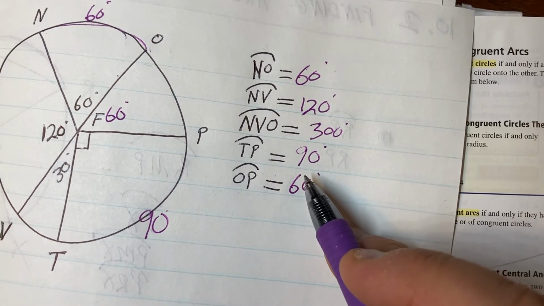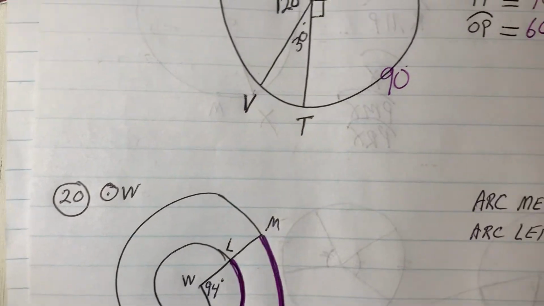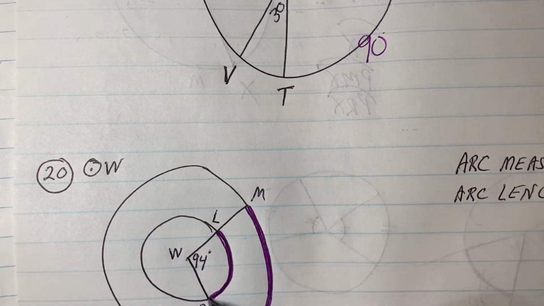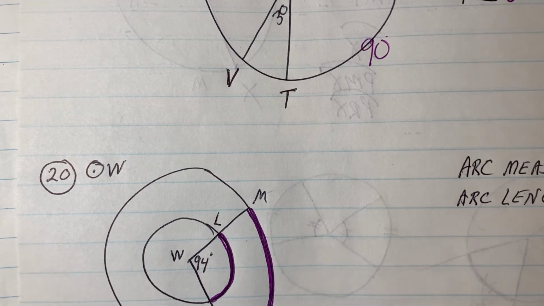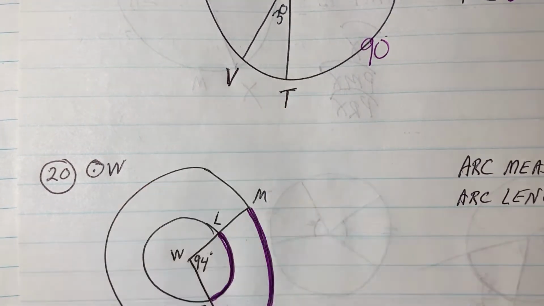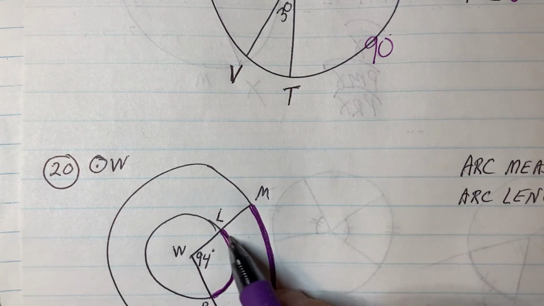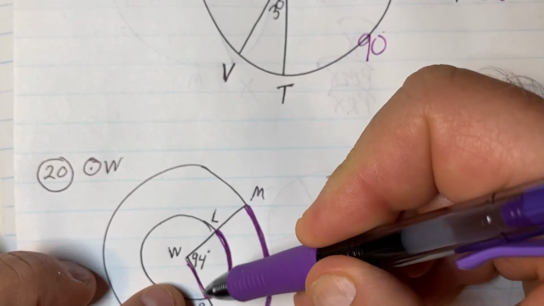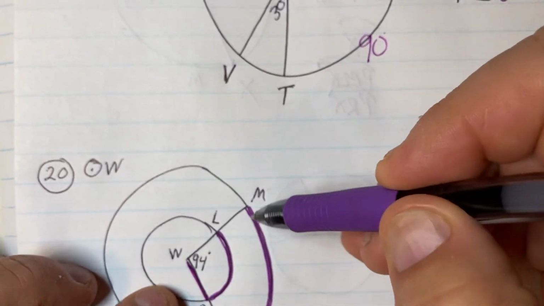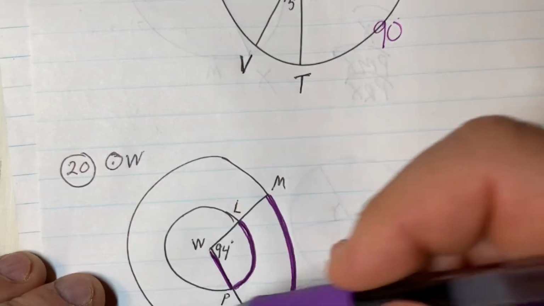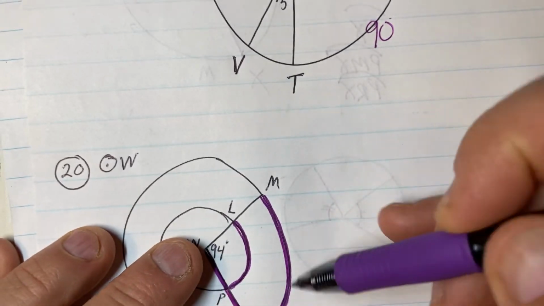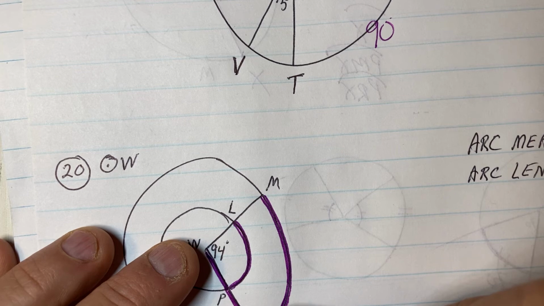Boom, done. Okay, next, tell whether the arcs are congruent. Is this arc congruent to this arc? Remember, congruent means same size and same shape. They may have the same shape, but they're not the same size. This circle has a radius that long. The outer one has a bigger radius. So right away, since the radii are not the same, these arcs cannot be congruent.